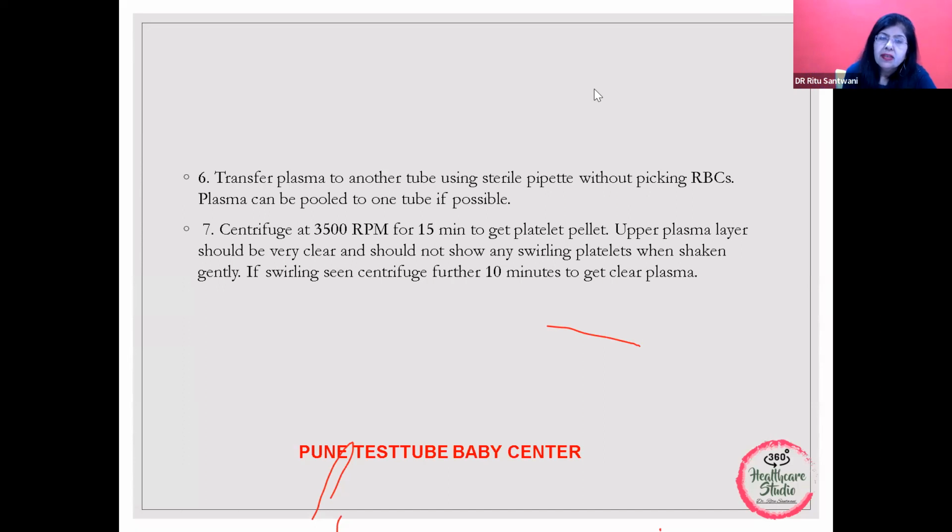Studies have shown centrifugation at 3500 RPM for 15 minutes to get the platelet pellet. The upper plasma layer should be very clear and should not show any swirling platelets when shaken gently. If it seems cloudy, centrifuge a further 10 minutes to get clear plasma. So these are the different protocols. Friends, please do write which protocol you are using.